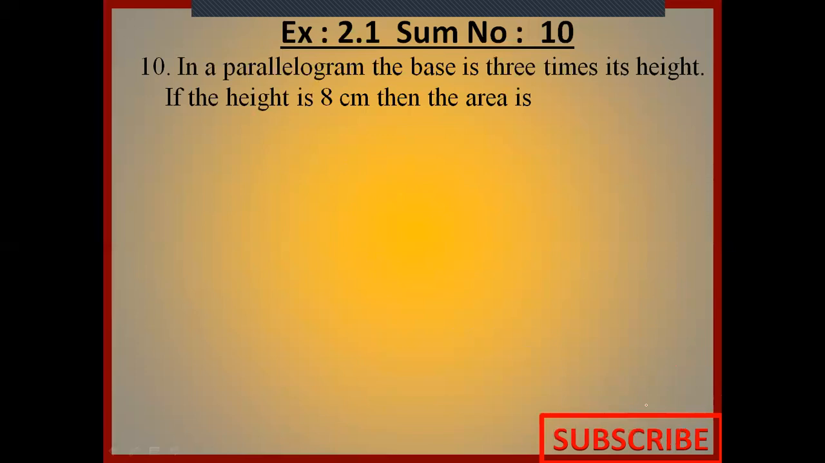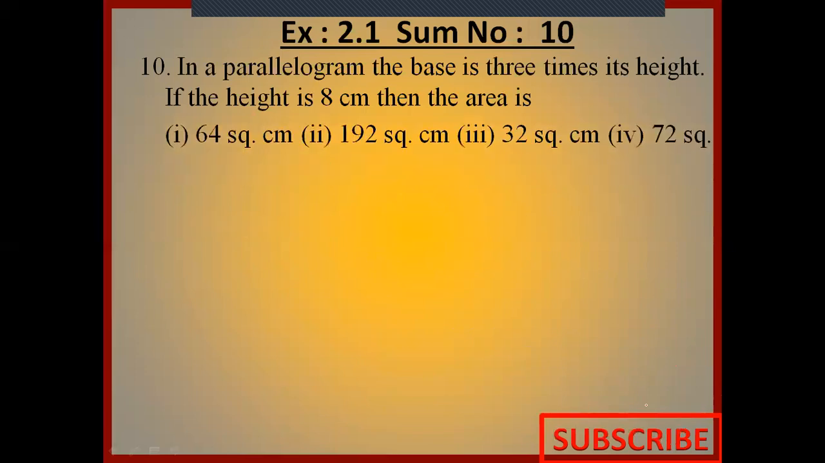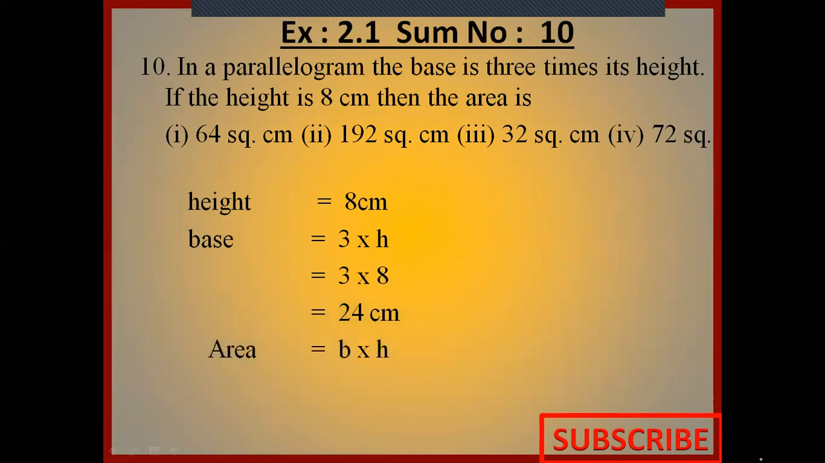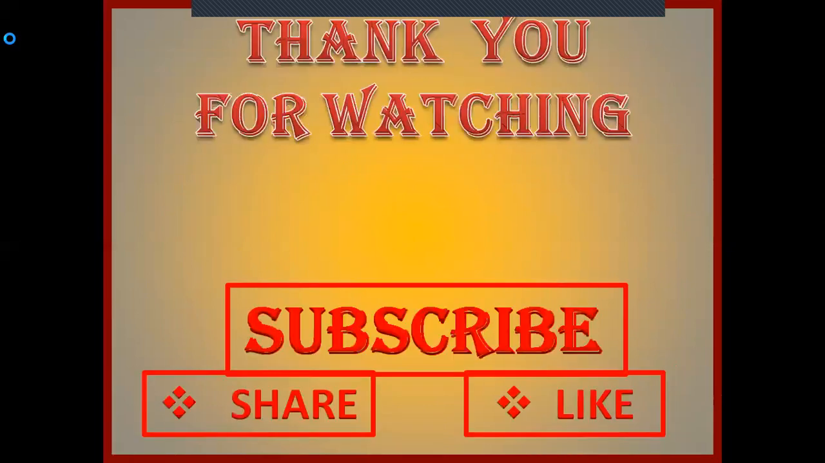So the last objective, in a parallelogram, if the base is 3 times its height, if the height is 8 centimeters, then the area is. So height is 8 and base is 3 times its height. So 3 into height, which will be 24 centimeters. And area is base into height. So you get 192 square centimeters.